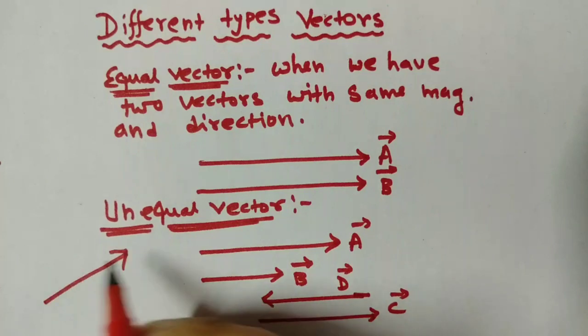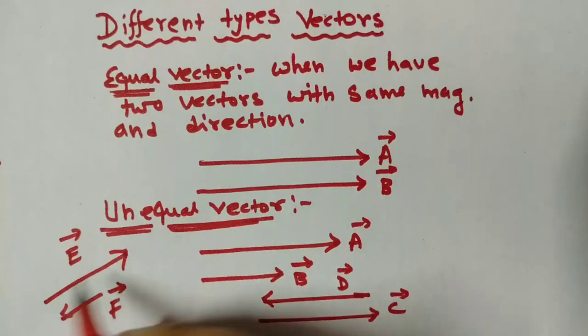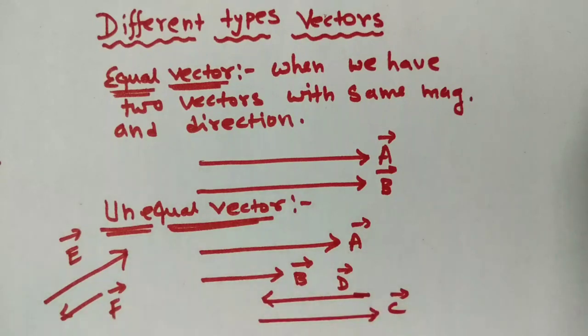Suppose we have a vector like this, say this is e vector, and we have a vector like this, say this is f vector. So here you can see that e vector and f vector have different directions as well as their magnitude is also different. So here these two vectors are also called unequal vectors. Okay, so our next concept is parallel vector.